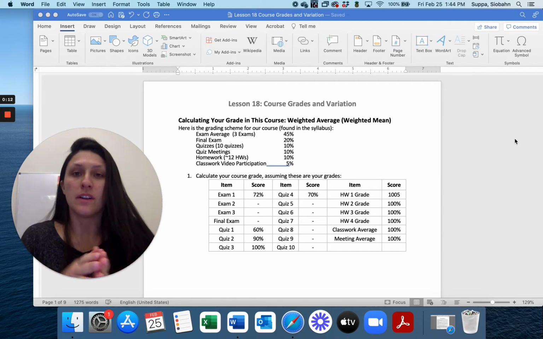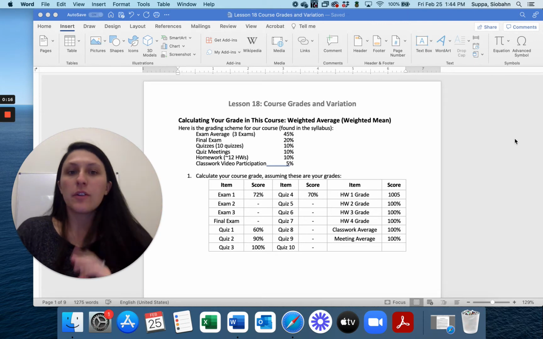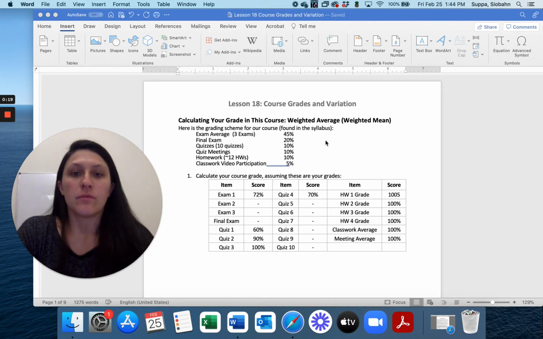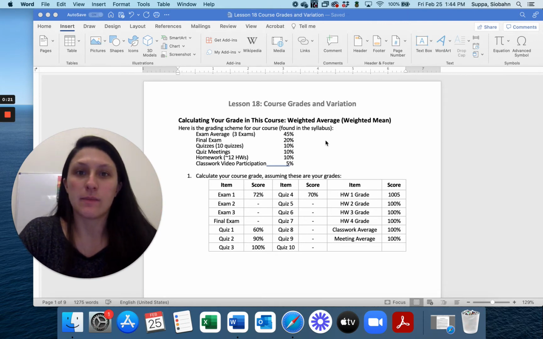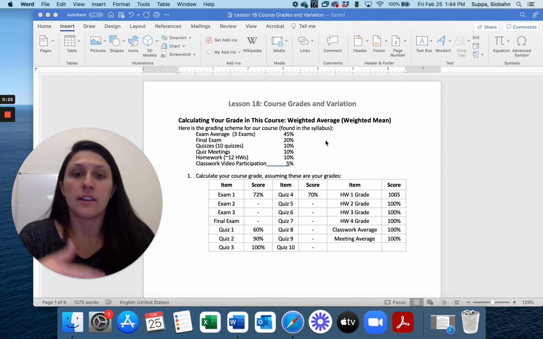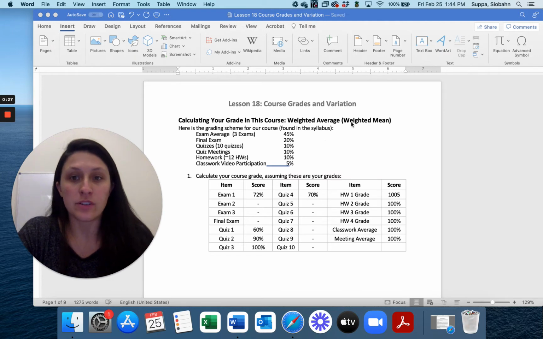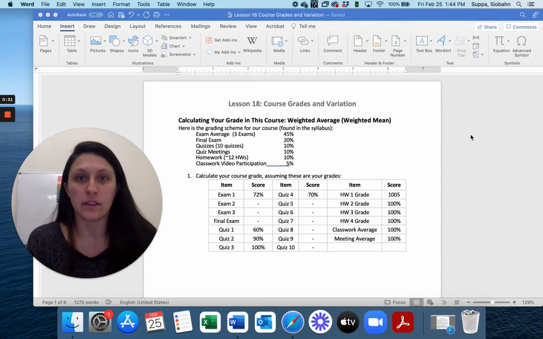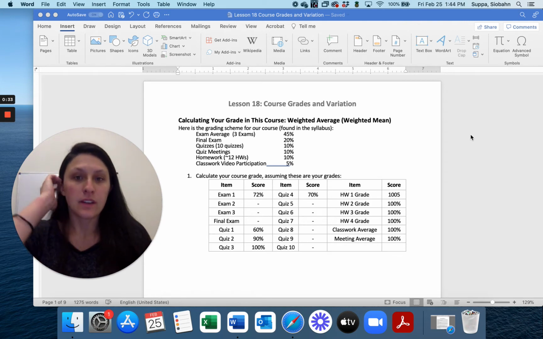and the concept of variation, which relates to statistics. It's like a brother or sister to talking about averages. Okay, so we've already talked about averages. So we've talked about the mean, median, and mode. Those are three kinds of averages. And I want to talk to you about another kind of average, which is a weighted average, and it's the most popular way to calculate your course grade in any course.